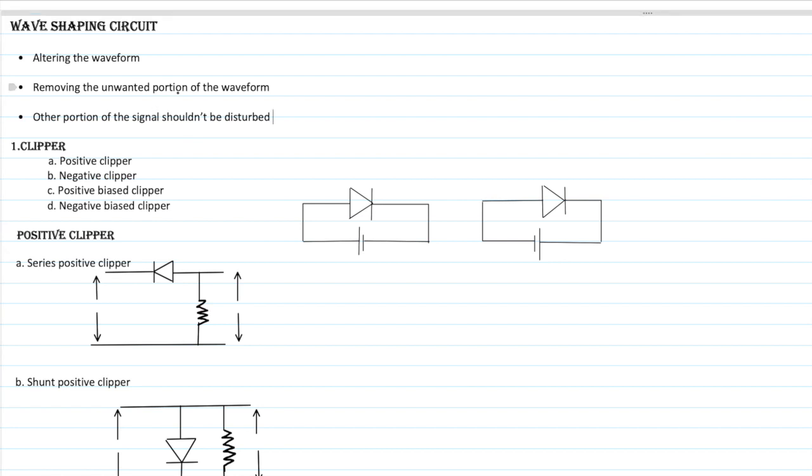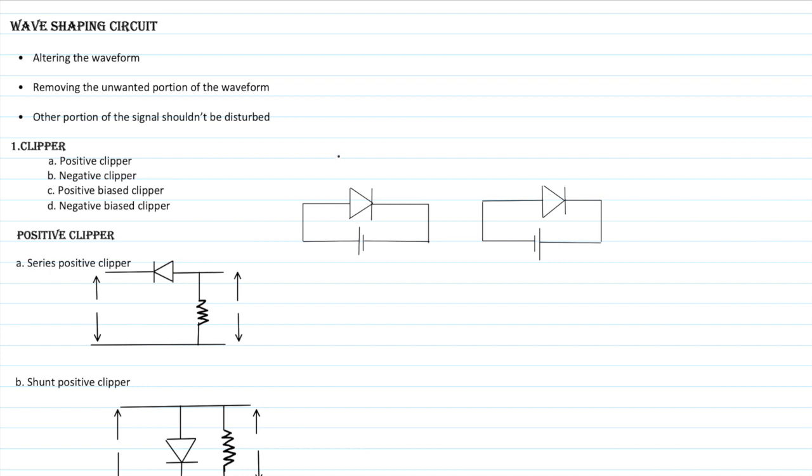It is just generating a waveform from the given input signal. So how do you generate a new waveform? Either you can alter the given input waveform, or you can remove the unwanted portion of the waveform. By doing this you will get a new waveform.